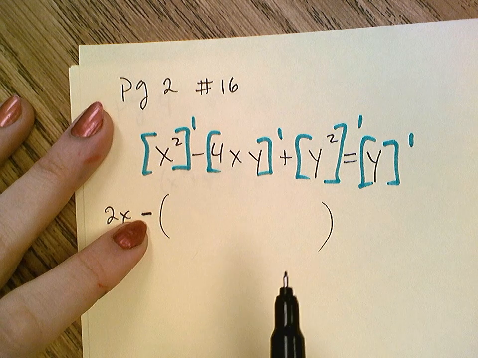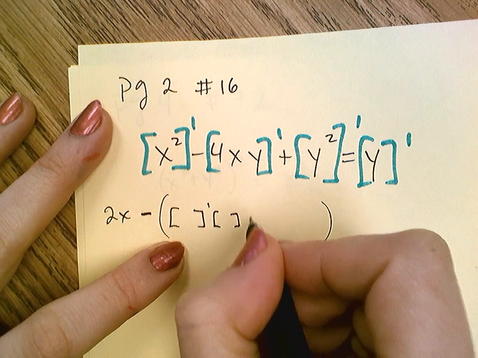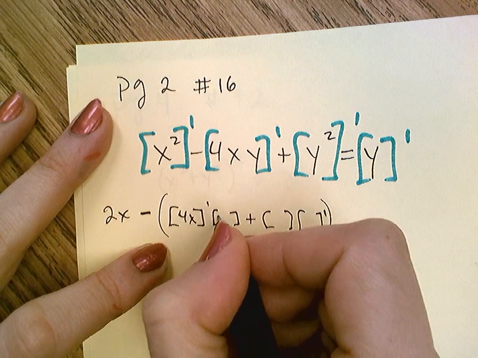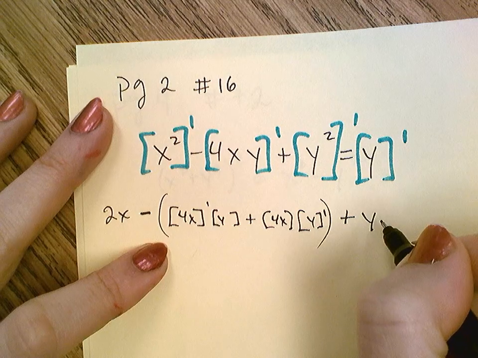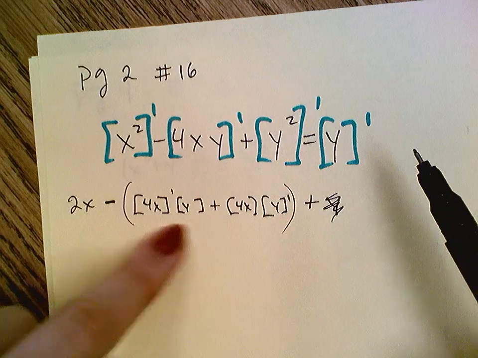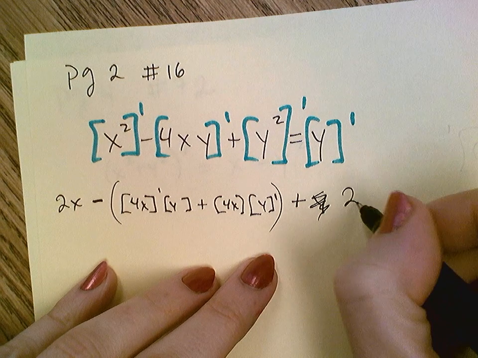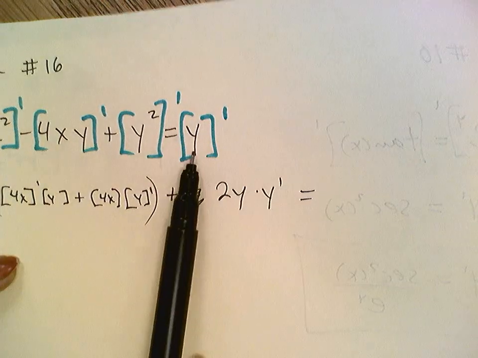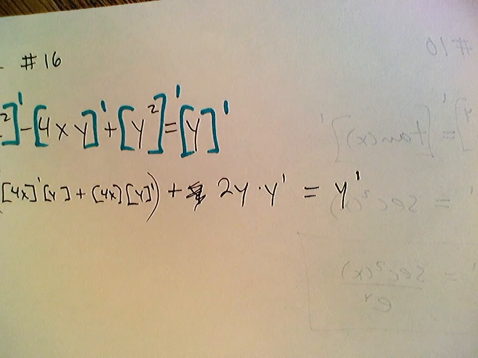You could do this slower than I'm doing, or faster, but let me talk less. And then this plus, all right, I haven't done this derivative yet. I'll come back and do it in a minute. The derivative of this one, I don't need product rule for that, but that's 2y dy dx, so y prime, equals, and then the derivative of this one is just 1 dy dx, so y prime.